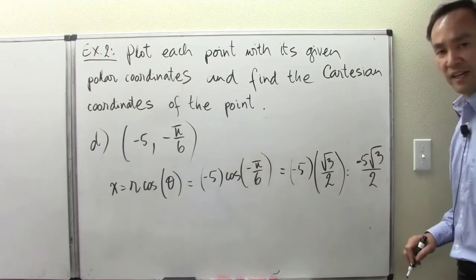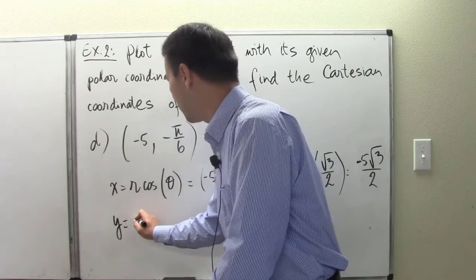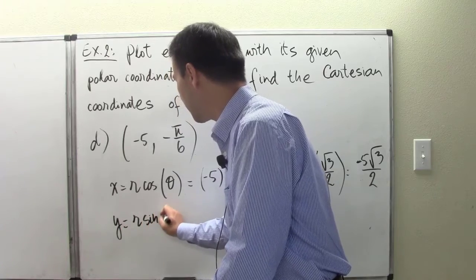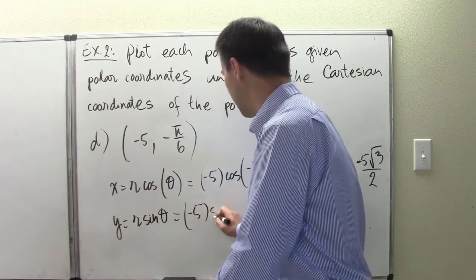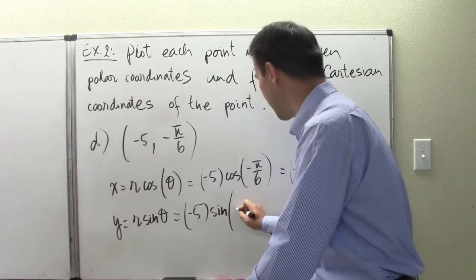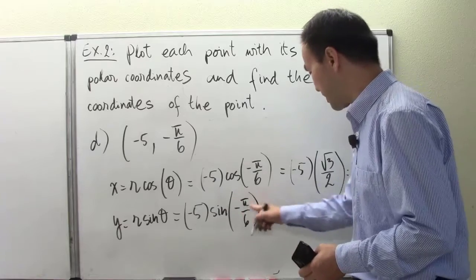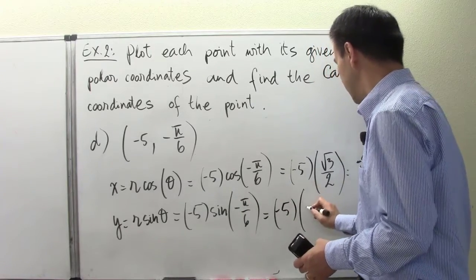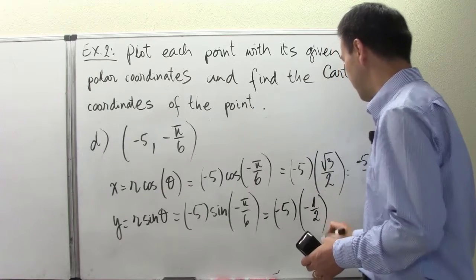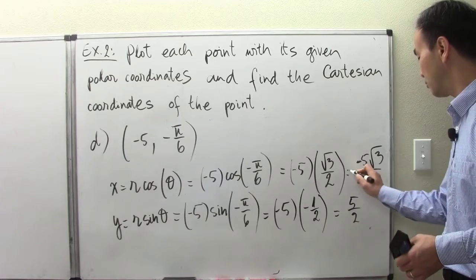All right, and now we're going to find the y coordinate. So here we're looking at r times sine theta, which equals negative 5 times sine of negative pi over 6. But sine of negative pi over 6 is going to give me negative 1/2. So altogether I'm looking at a positive 5/2 for the y value.